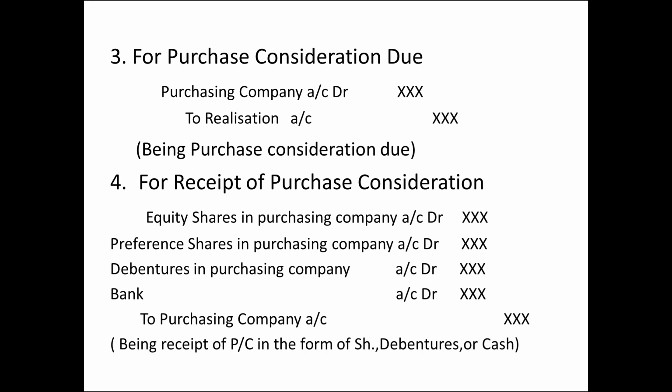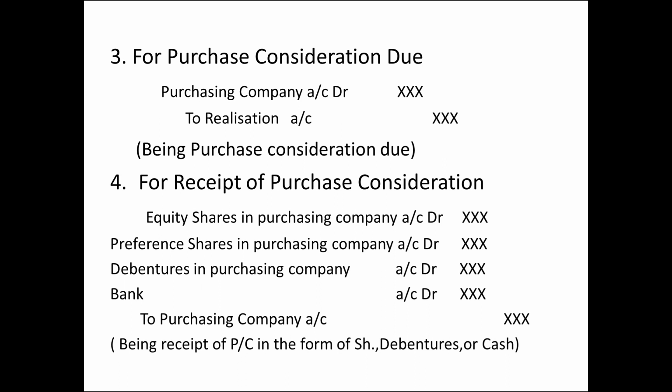This is a due entry, which means the amount will not actually be transferred here. You are simply saying that this much amount is to be given as purchase consideration to the selling company by the purchasing company, right? Then the fourth entry is receipt of purchase consideration. Here, in what forms is purchase consideration received? Already we have seen purchase consideration can be in any form. It can be in shares, debentures or bank, right?